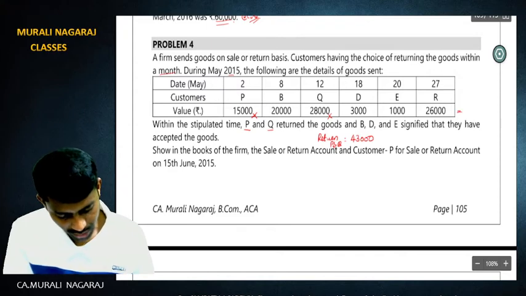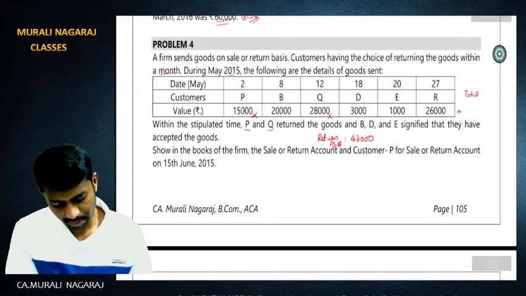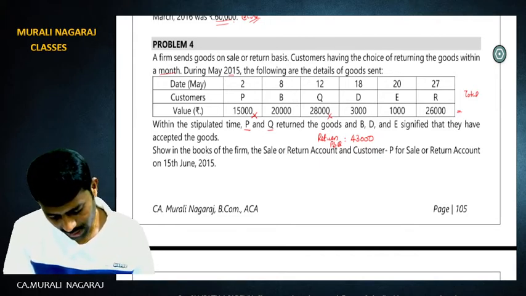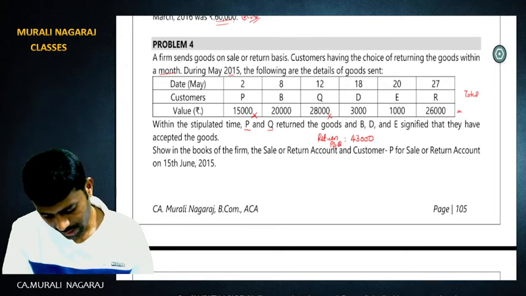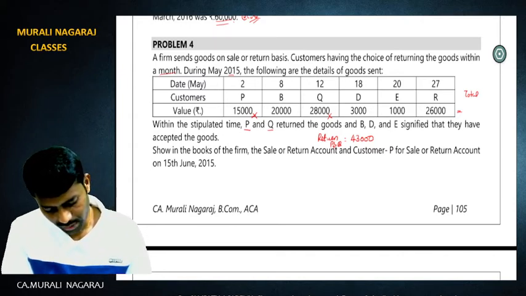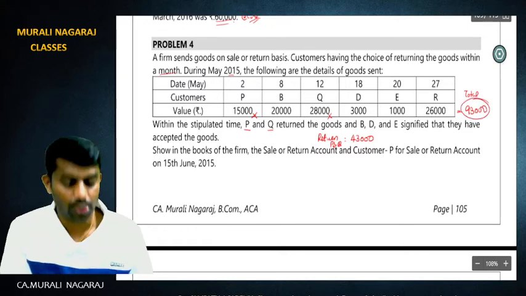Correct? But if you see the total: 15 plus 20 plus 28 plus 3 plus 1,000 plus 26. So once again you calculate: 26 plus 4 is 30, 58, 78, 93. 93,000 is the total goods sent.